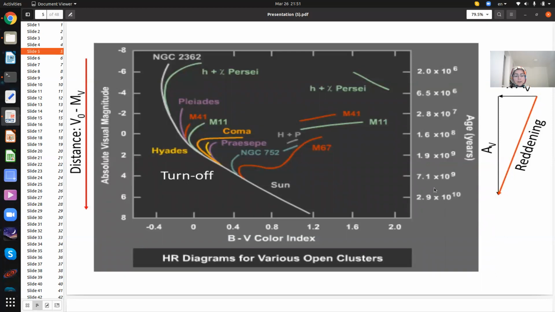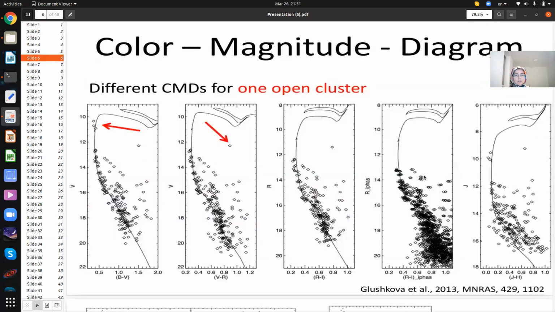Isochrones with the same reddening, age, distance, and metallicity should fit the data of the diagram for all color magnitude diagrams, or CMDs, independent of which color we look at.